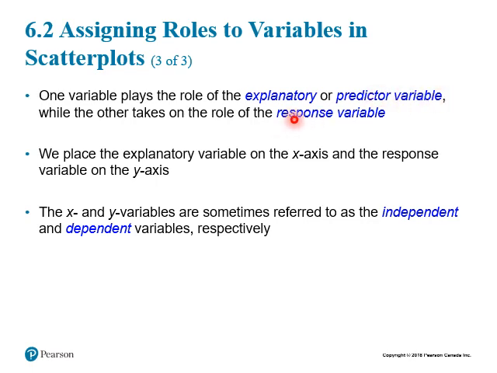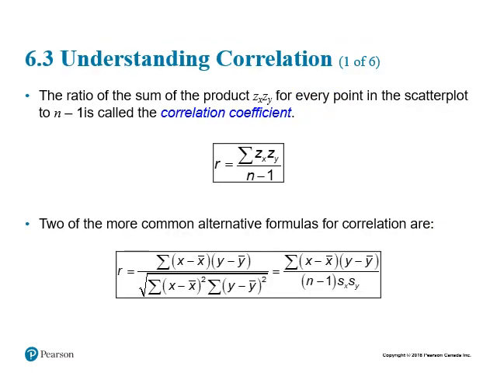The response variable, in this case, represents the dependent variable, which is y, the vertical axis. Again, explanatory, predictor, or independent are the same as x. Response variable or dependent variable is the same as y. X will be put on the horizontal line, while y is on the vertical axis.